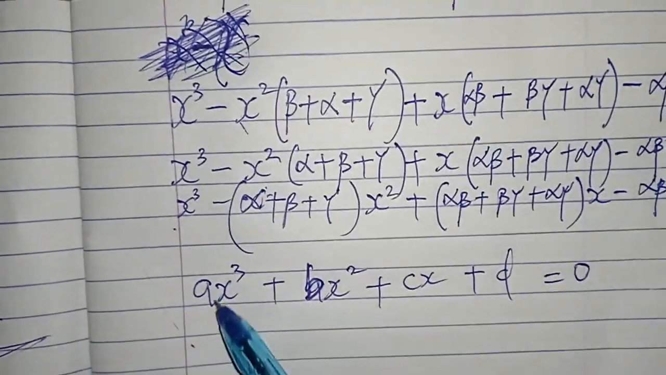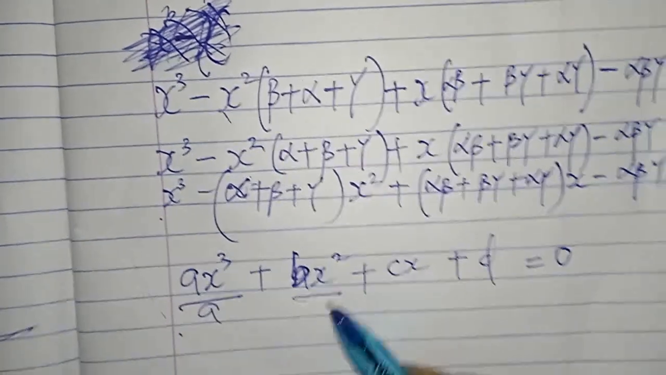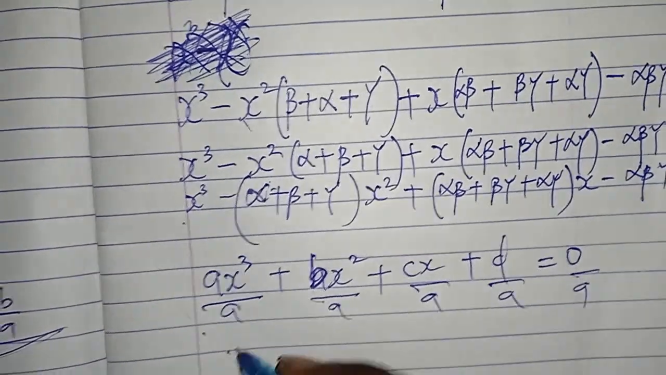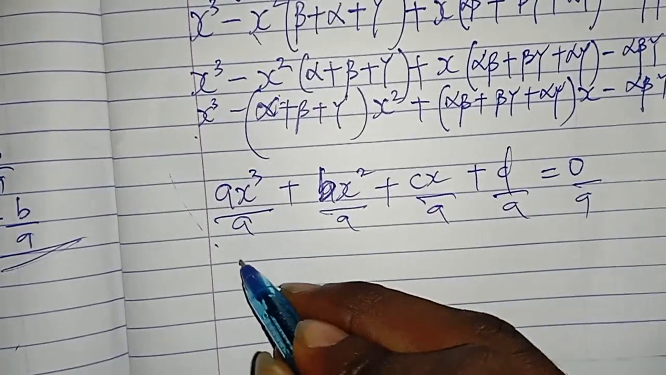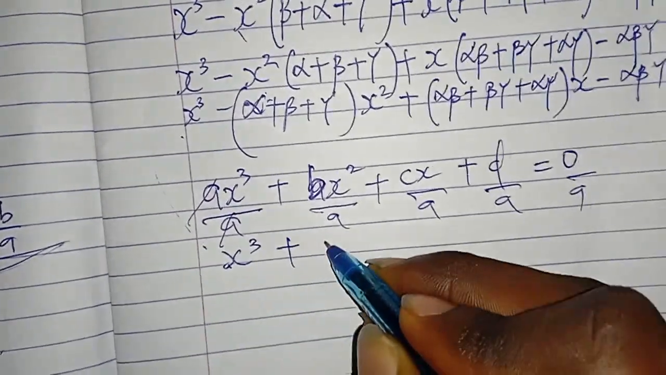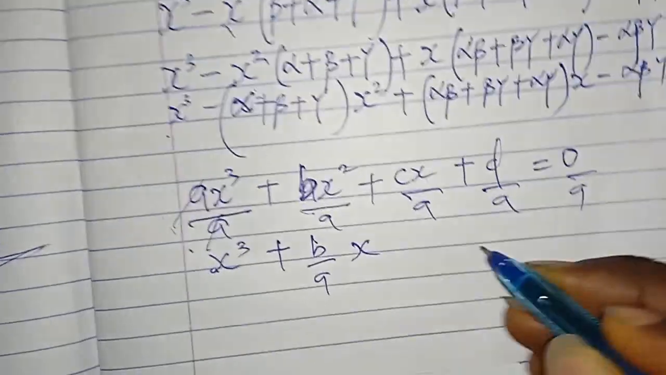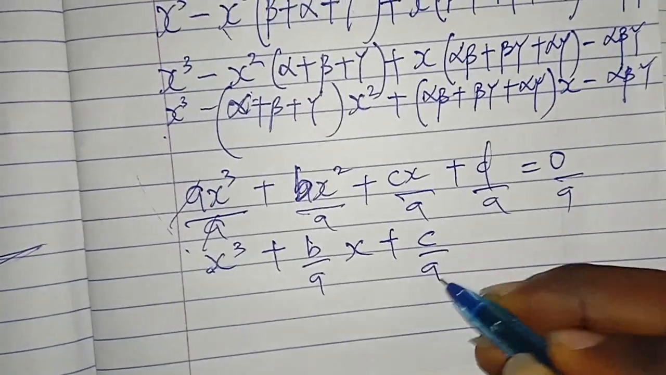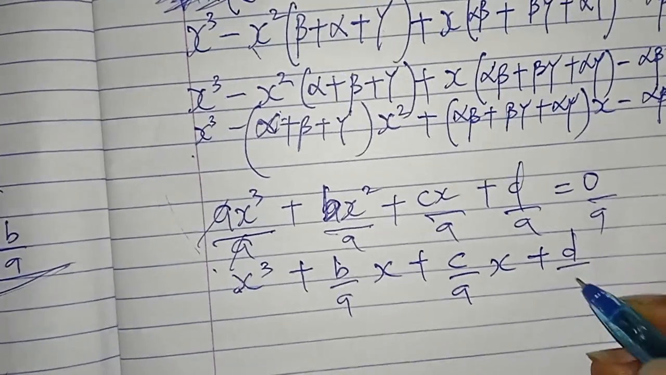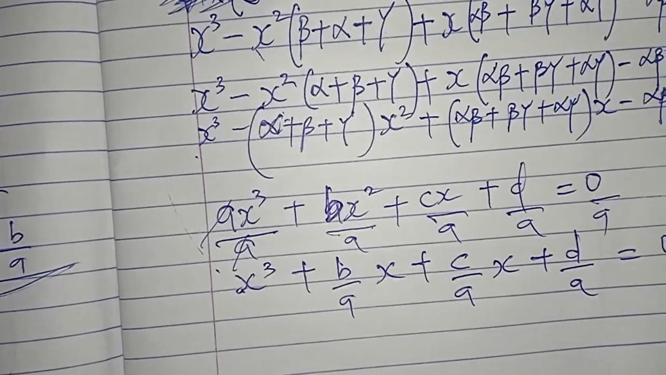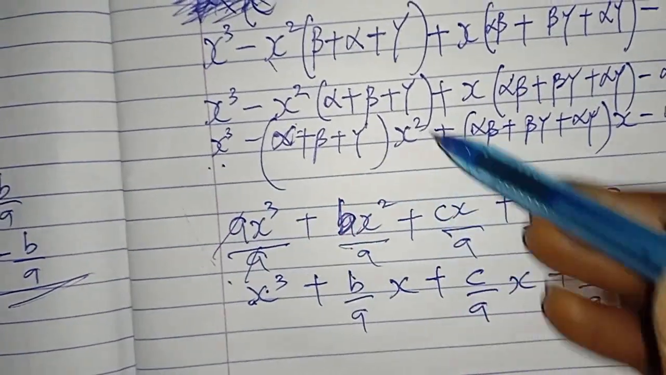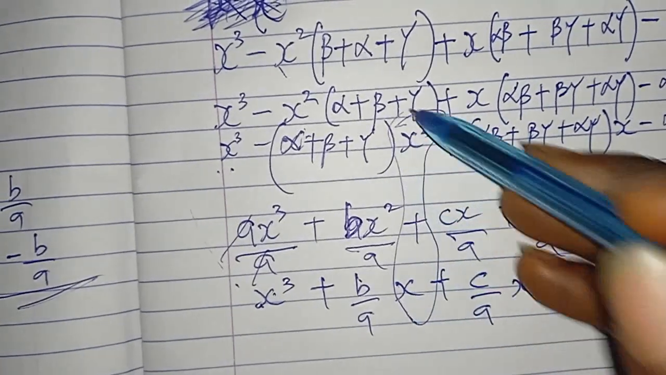So we know that this is supposed to be unity, so we divide both sides by a. So we get x cubed plus b over a x squared plus c over a x plus d over a equals 0. So you can see that x cubed is equal to x cubed. Then everything here, this is x squared, can be compared to this.